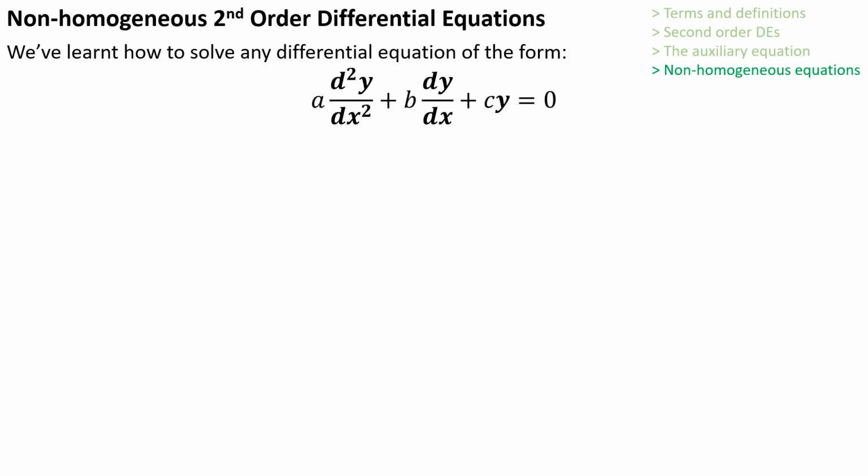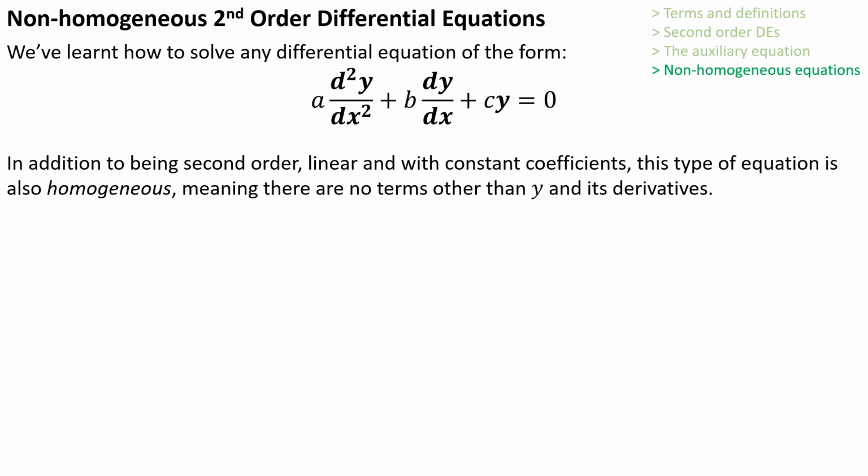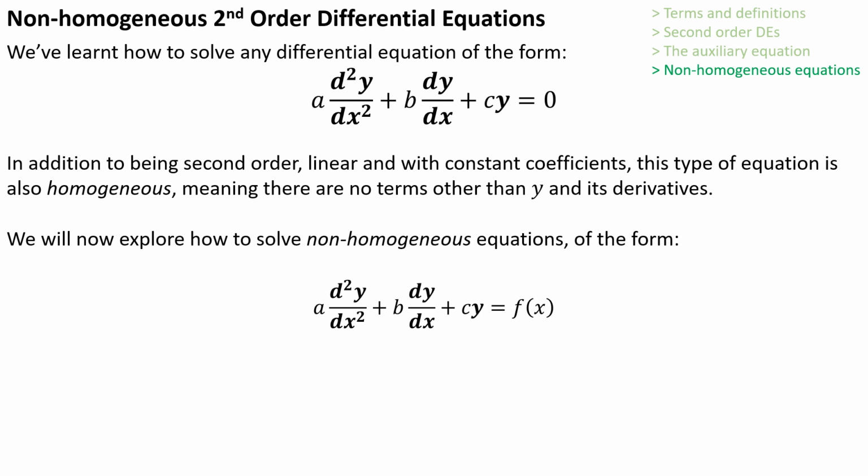And if we write it in the standard format with the derivatives of y on one side of the equation and anything else on the other side, a homogeneous equation will have 0 on the other side. What we're going to be looking at next is a differential equation that doesn't just have 0 on the other side. In other words, there is something other than y, dy by dx and d2y by dx squared. So what we're going to be dealing with is equations that look like this. Some kind of function on the right hand side.